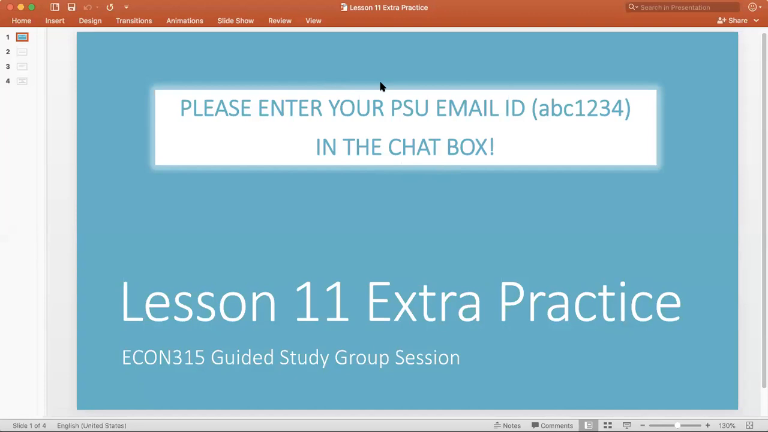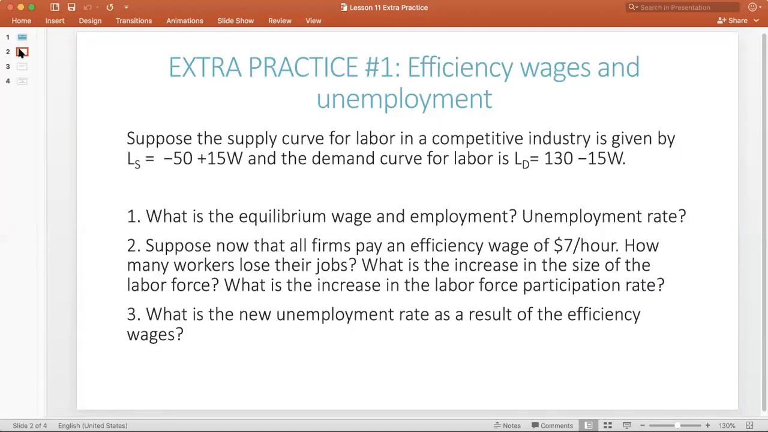So today there's 3 problems. They're all kind of algebraic. They have a little bit of concepts in it, but should be a pretty quick session today, so let's get started. Number 1 is about efficiency wages and unemployment.